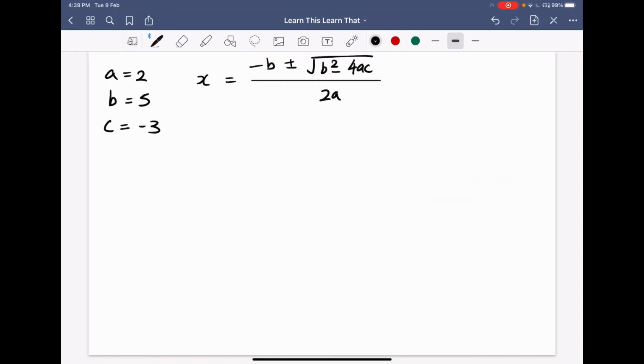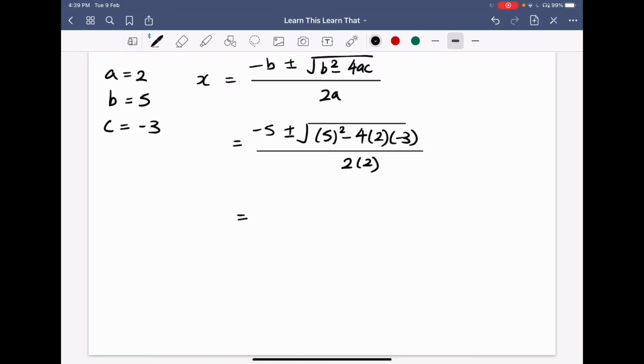Now that we've found our a, b, and c, we can plug them into our quadratic formula. As b is equal to 5, negative b is negative 5, plus or minus the root of b squared, 5 squared, minus 4 times a, which is equal to 2, and c, which is equal to negative 3, over 2a, so 2 times 2. Now let's simplify what we have here.